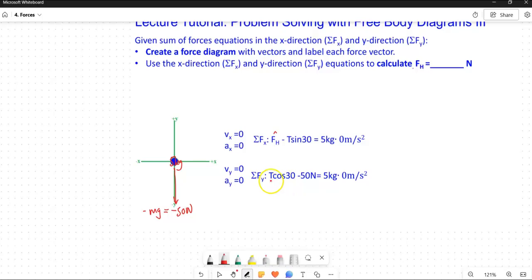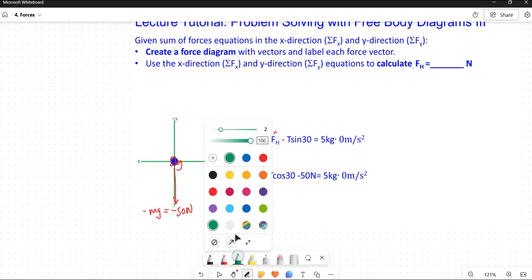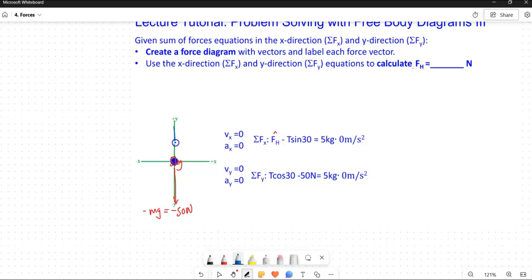And it looks like in the y direction we have a T cosine of 30. So I'm actually going to start off by drawing that. T cosine of 30. So I'm going to draw that first. That looks like there's a rope pointing up, and that's going to be positive T cosine of 30 degrees. Now in the x direction we have a negative T sine of 30 degrees.